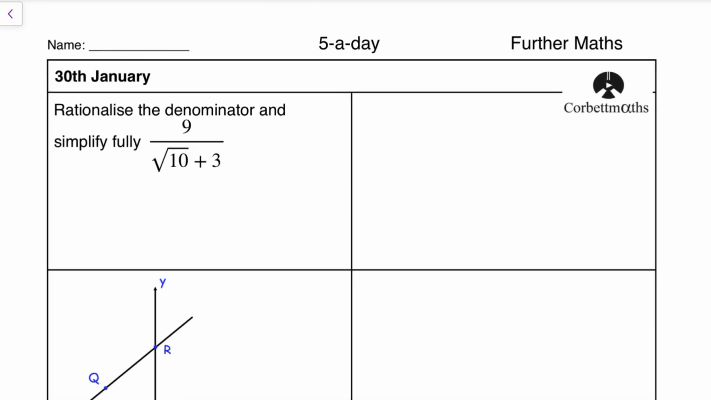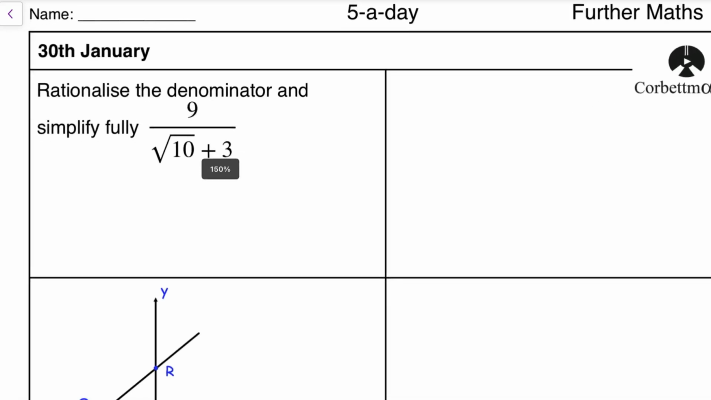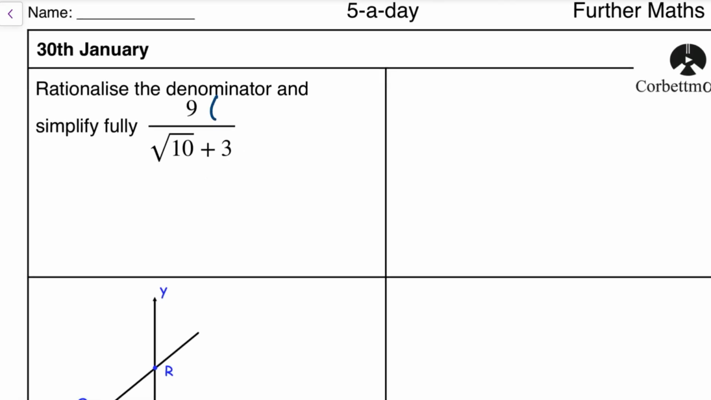All right, so we have a straightforward rationalize and simplify fully. Simplify fully makes me wonder what's going to happen here, but let's just give it a go anyway. So I'm going to multiply top and bottom by root 10 minus 3. In other words, you change the sign at the bottom, so that's going to be root 10 minus 3.